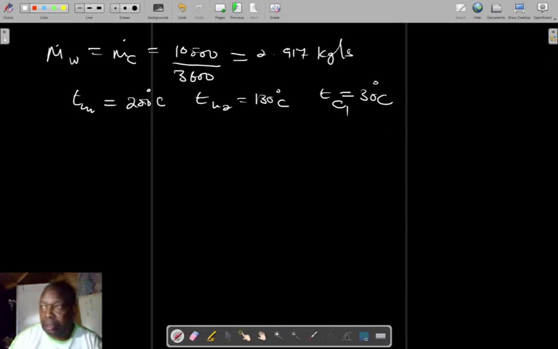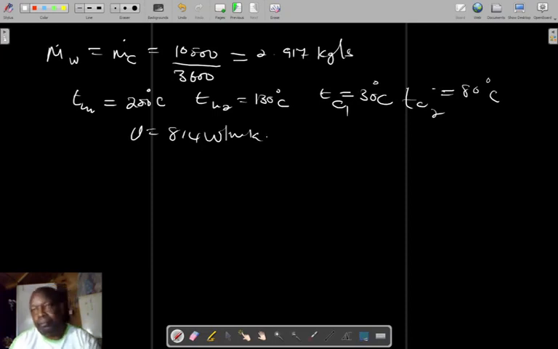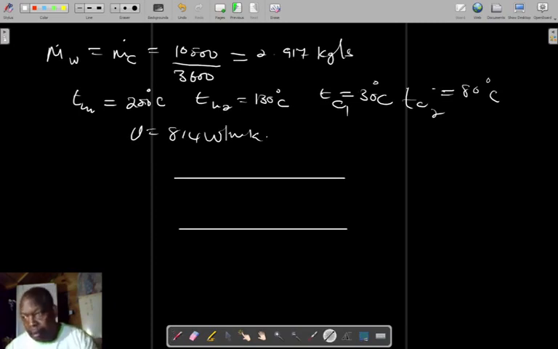And TC2 is equal to 80 degrees C. Now we are told that U is equal to 814 watt per meter Kelvin. So let's have a look at our heat exchanger.